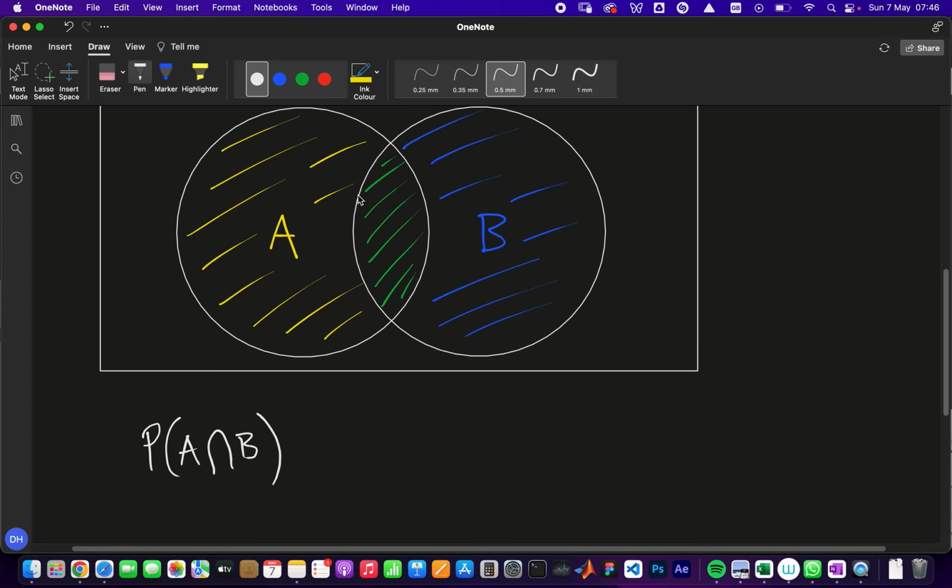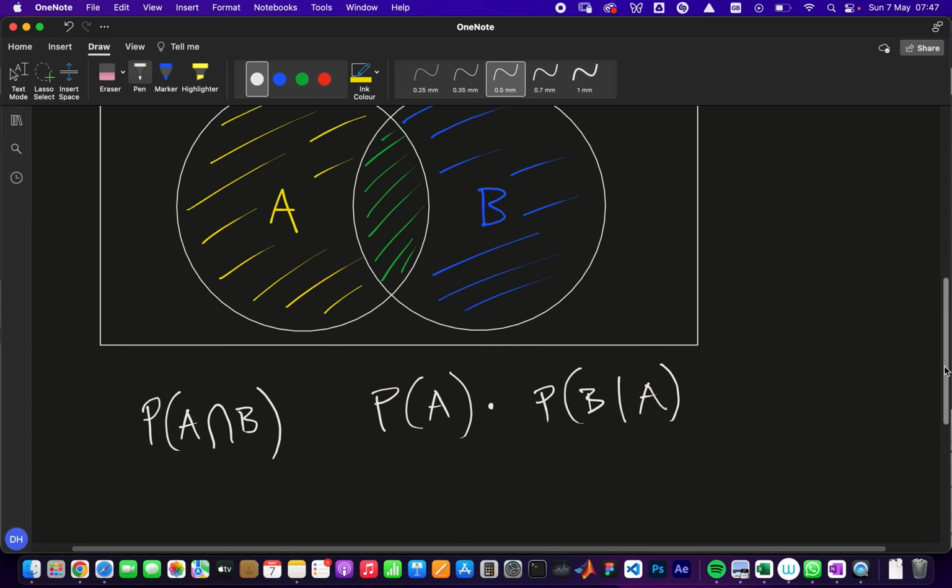obviously for A and B to both occur, we need A to occur. So let's start with that, probability of A. And then building on that, we also need the probability of B given that A has occurred. To get to this middle bit, you need A to occur, and then given that A has occurred, you need B to occur. So it's probability of A times probability of B given that A has occurred.